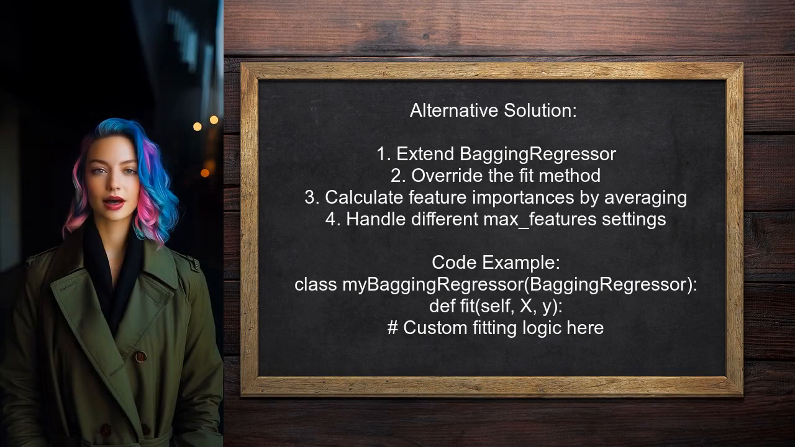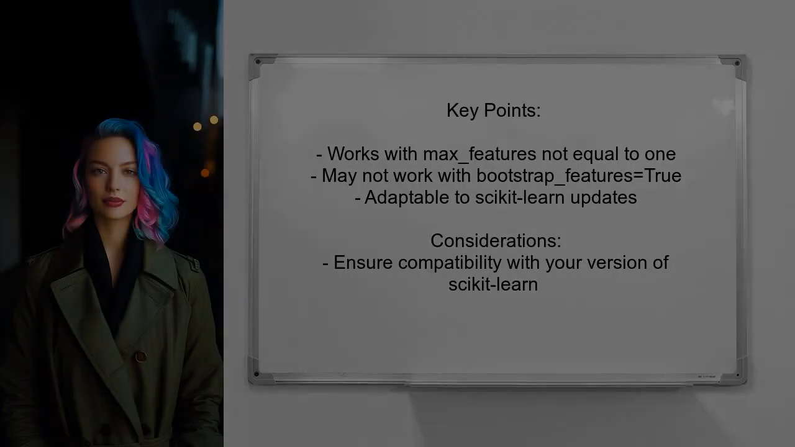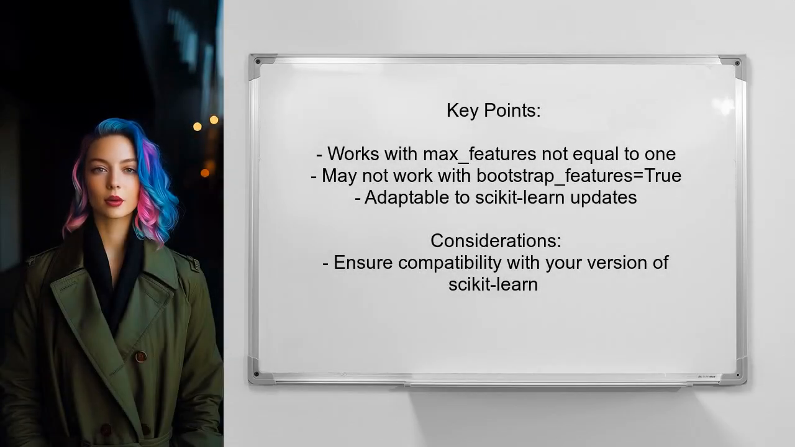One alternative solution for obtaining feature importances in bagging is to extend the bagging regressor class. The user suggests creating a custom class that overrides the fit method. This method calculates feature importances by averaging the feature importances or coefficients from each estimator in the ensemble. It also handles cases where the maximum features are not equal to 1. The user notes that this approach works well unless bootstrap features are enabled. They also mention that the implementation may not align perfectly with the latest Scikit-Learn updates, but it effectively computes feature importances after fitting the model.